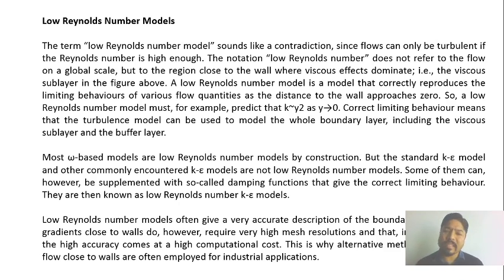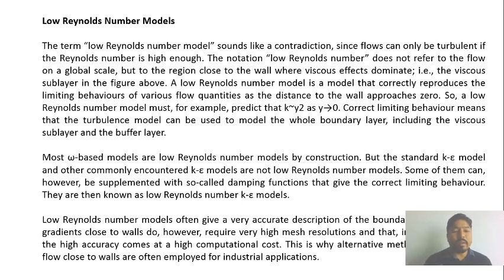Of course, when the viscous effects are dominating, where the viscous forces are dominating, what conditions are there on the boundary layer, when the fluid is going to interact with any kind of surface? You understand it very clearly: that is the viscous sublayer in the figure given above. A low Reynolds number model is a model that correctly reproduces the limiting behaviors of various flow quantities as the distance to the wall approaches 0.